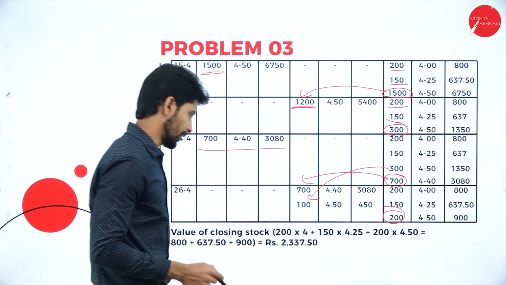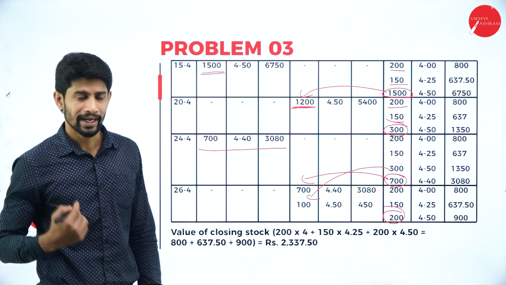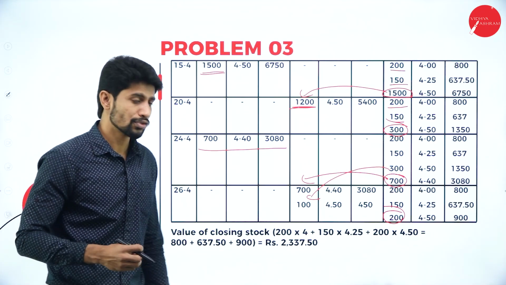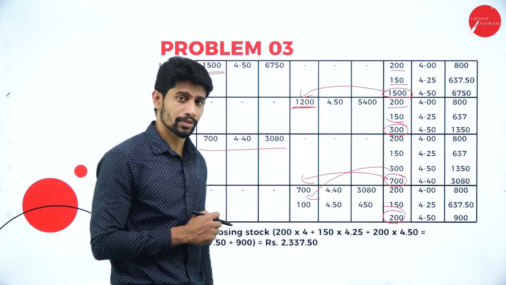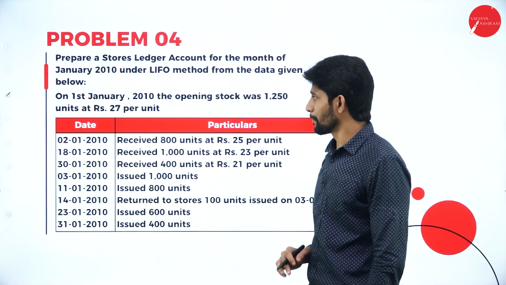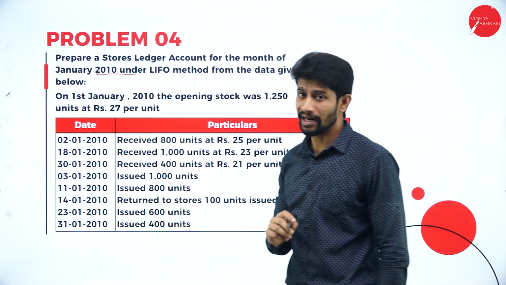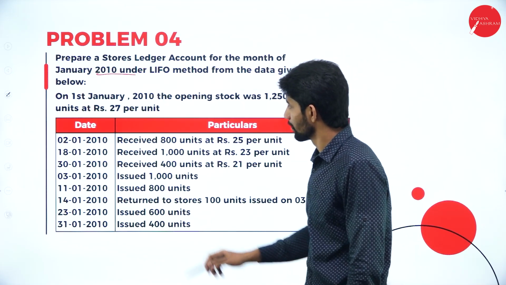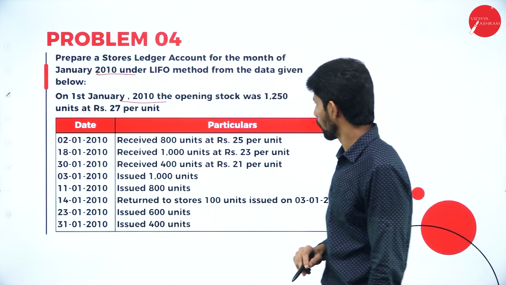Yes, we have taken. So next you write the closing stock at the end. So this is how we are supposed to solve the problem under the LIFO method, that is last in first out. Next, moving on to the next problem, that is the fourth problem. Prepare a stores ledger account for the month of January 2010 under LIFO method, last in first out, from the data given below.